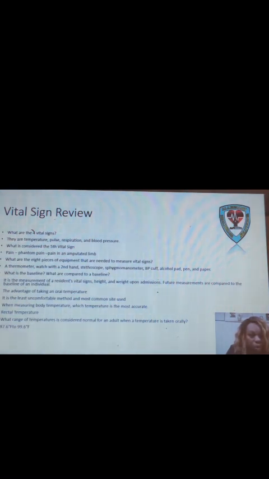You want to know that the advantage of taking an oral temperature is that it is the least uncomfortable method, and it is the most common site used when we are taking a temperature. When measuring body temperature, the most accurate temperature is going to be the rectal temperature.